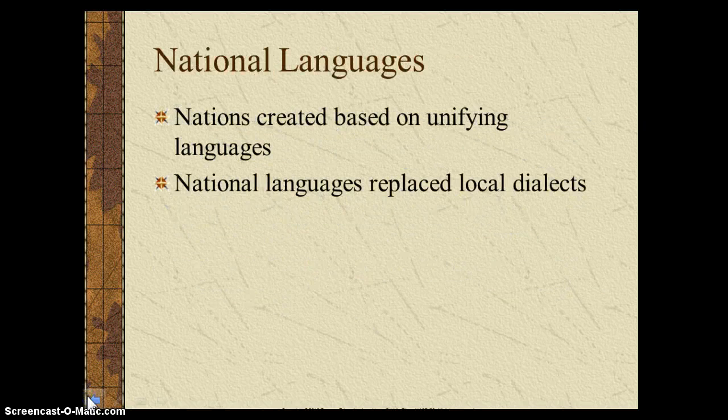National languages. A language as the binding thing of a country. For example, in the United States, English is the national language. In France, French, and so on. That nations should be created based on unifying languages. National languages replace local dialects. So there's a common language that everyone speaks.